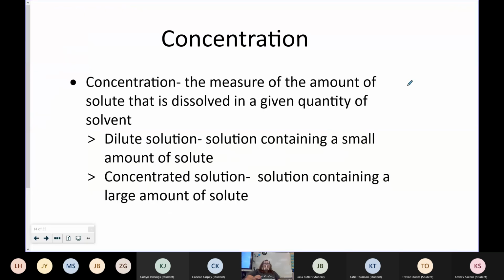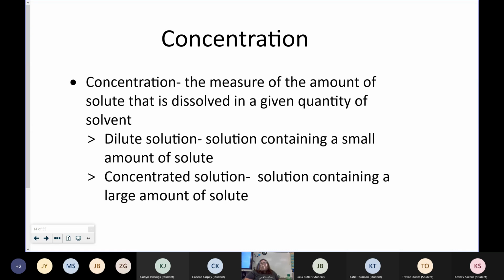So we are going to start off with molarity and dilution. Molarity refers to the concentration of a substance. Concentration is the measure of the amount of solute that is dissolved in a given quantity of solvent. So this looks at how much of whatever the chemical is dissolved in water or in the substance, measuring how much is dissolved overall.